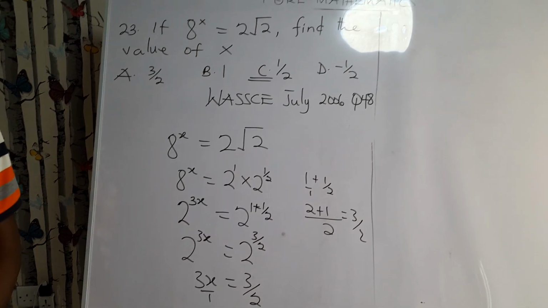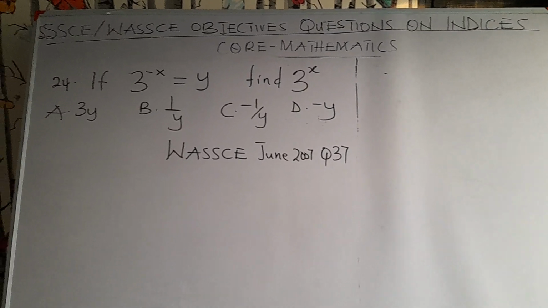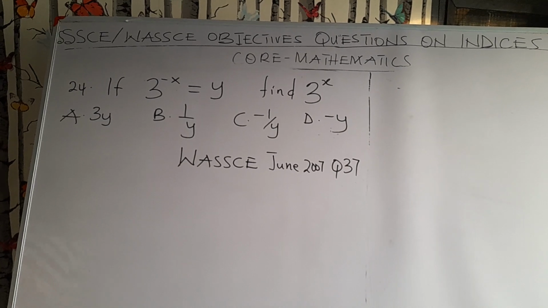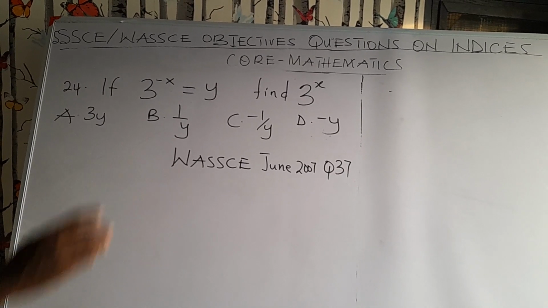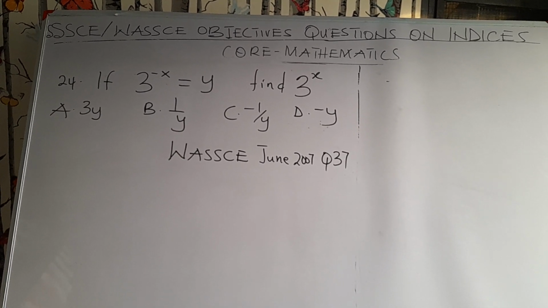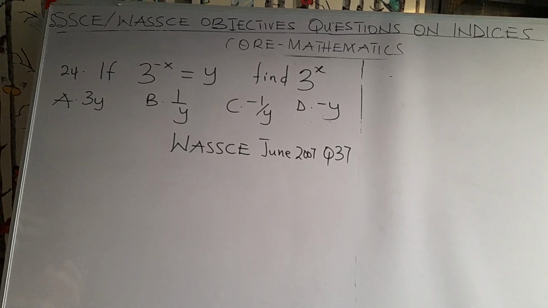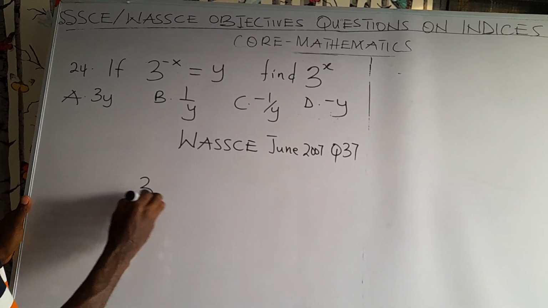That will be on question number 24. Our next question is: if 3 exponent negative x is equal to y, we should find 3 exponent x. This was in June 2007, objective question number 37. Please pause the video and try solving. After you solve, compare your answers with mine.